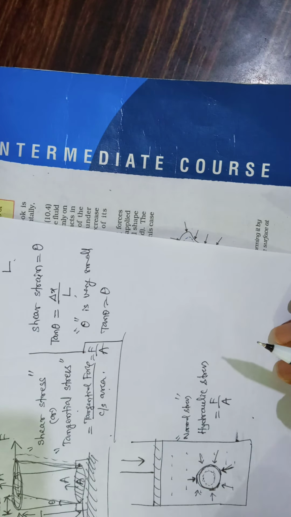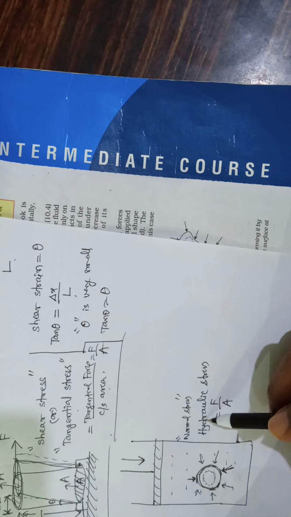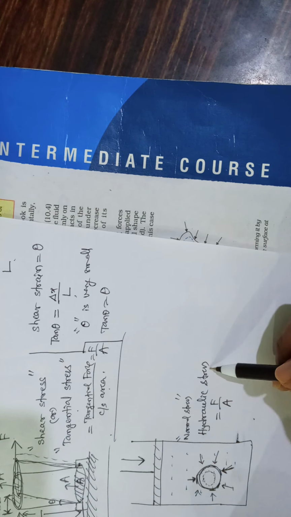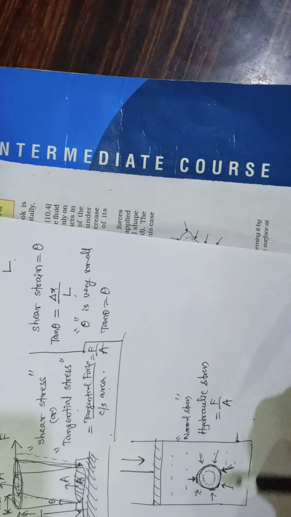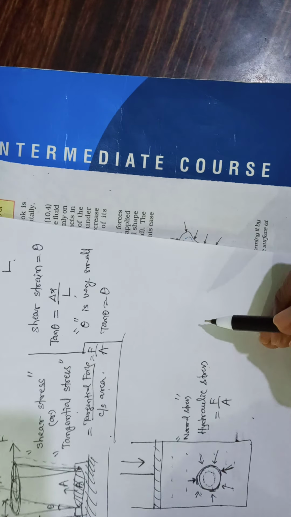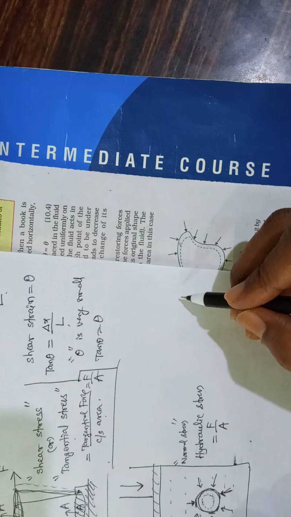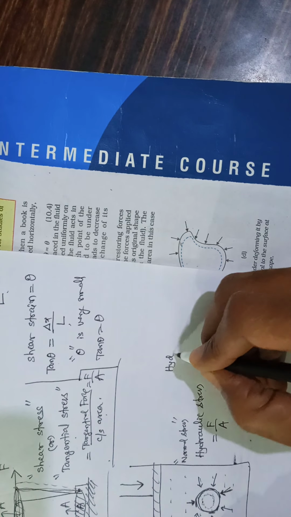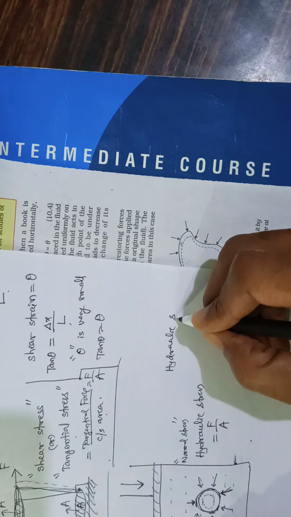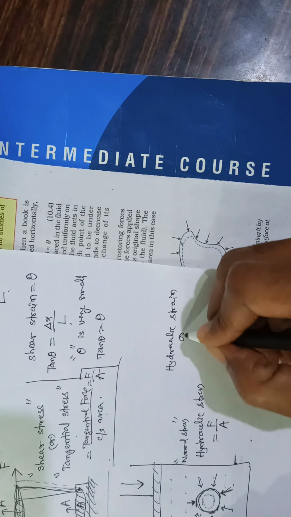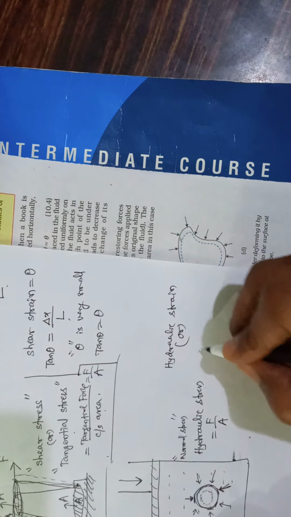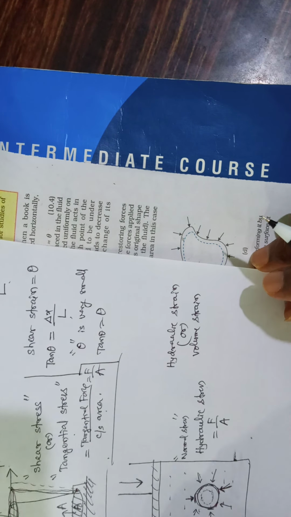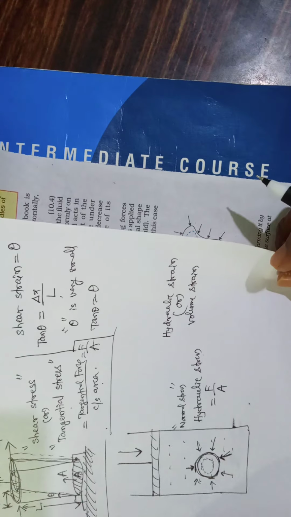Okay. Now, by applying hydraulic stress, what change is occurring in the body? Its volume is decreasing. That is strain. So here now we have to define strain, and that is called hydraulic strain, or you can say volume strain, because its volume is changing. Therefore you can say volume strain.